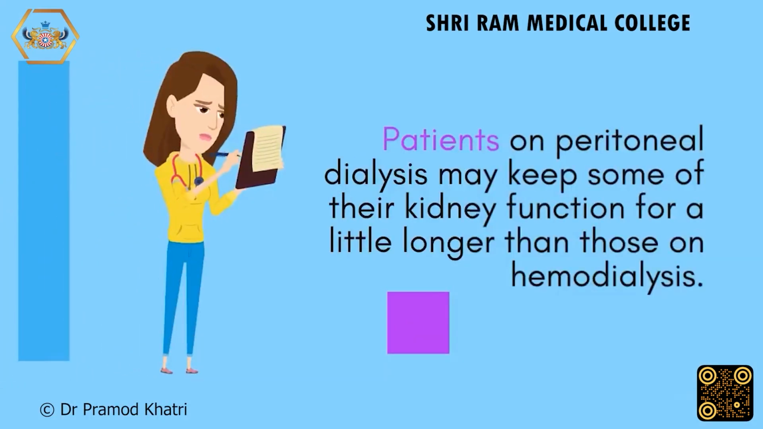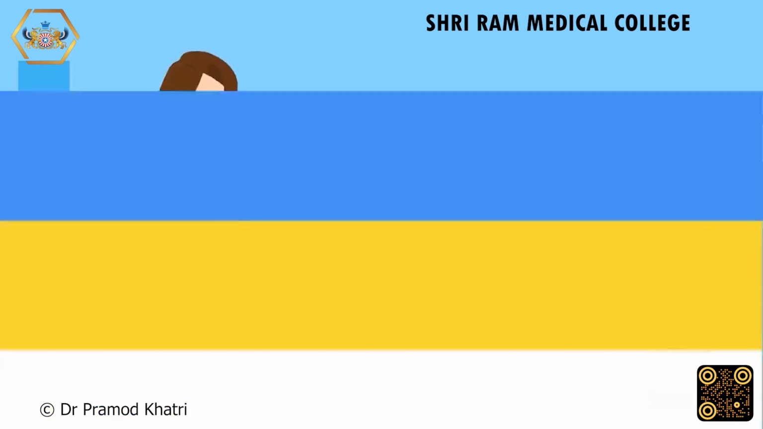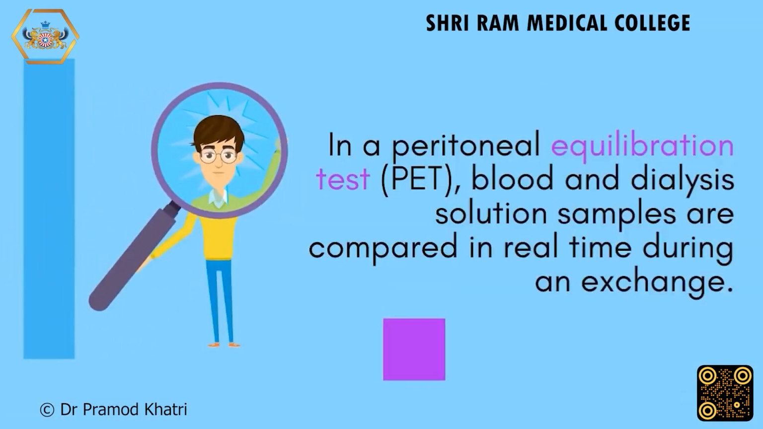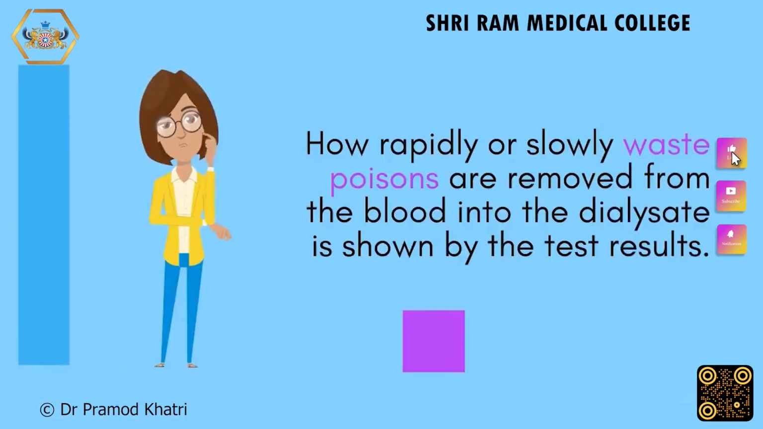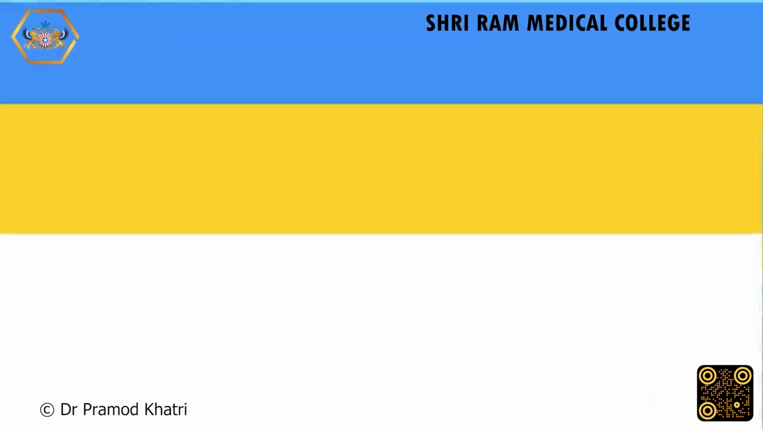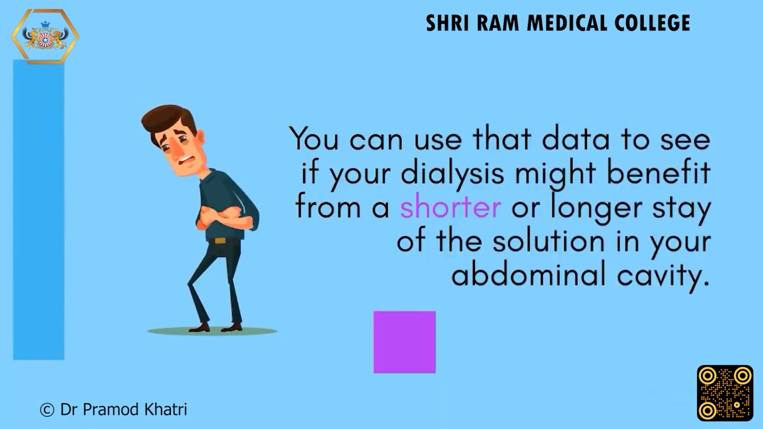Patients on peritoneal dialysis may keep some of their kidney function for a little longer than those on hemodialysis. In a peritoneal equilibration test, PET, blood and dialysis solution samples are compared in real time during an exchange. How rapidly or slowly waste poisons are removed from the blood into the dialysate is shown by the test results. You can use that data to see if your dialysis might benefit from a shorter or longer stay of the solution in your abdominal cavity.